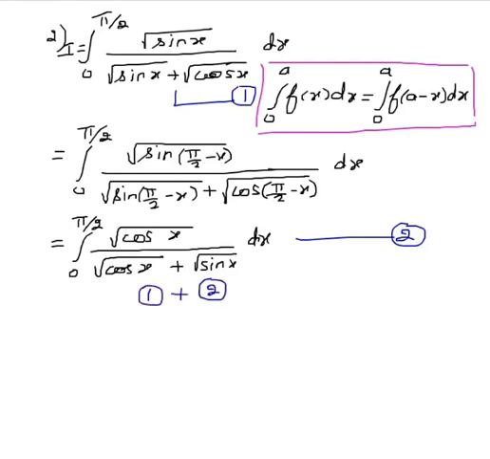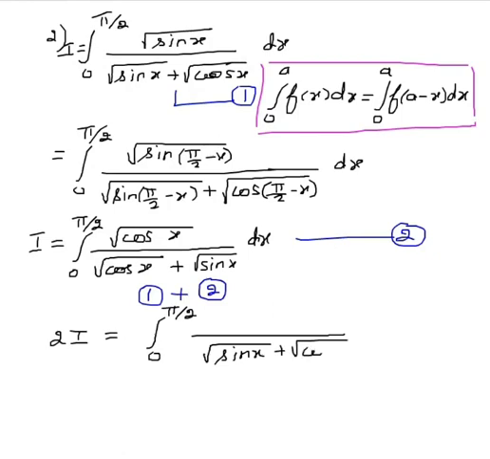Let us add them. This is also I. So the left hand side becomes 2 times I. Integral 0 to pi by 2. They have the same limits. And these two integrands, they have the same denominator, which becomes the LCM. Now add the numerators. So we get root of sin x from the first equation and root of cos x from the second equation.